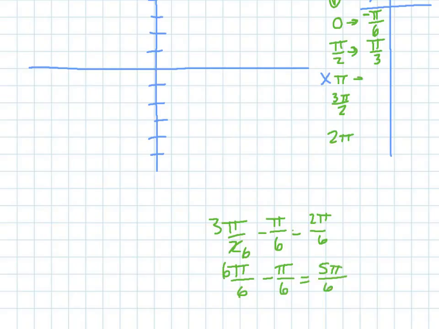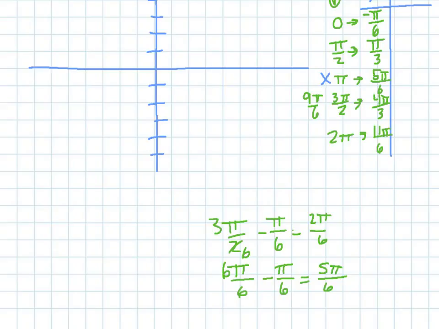Okay? So hopefully you see the pattern here. I'm making common denominators. So for that one, 9 pi over 6 minus 1 gives me 8 pi over 6, which is 4 pi over 3. And then for 2 pi, that's the same thing as 12 pi over 6, which you subtract 1. That gets me 11 pi over 6.